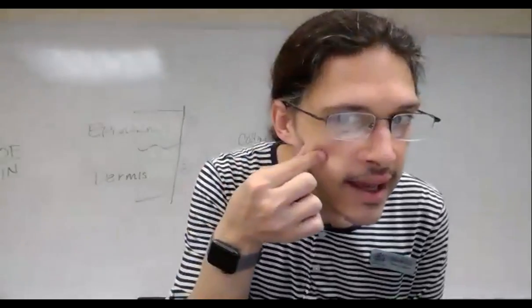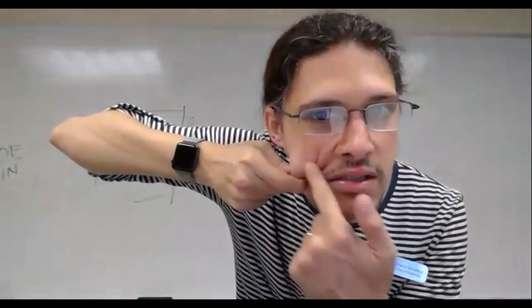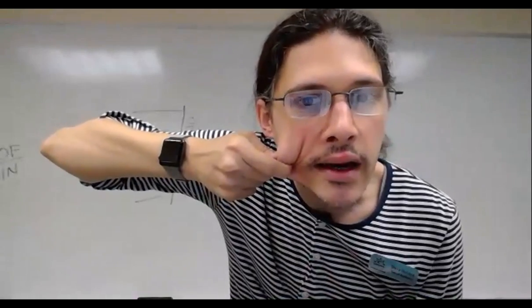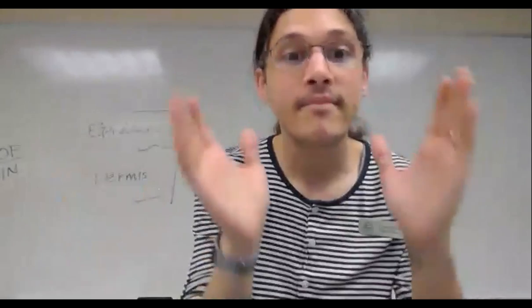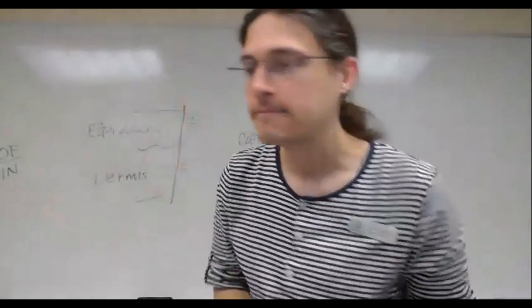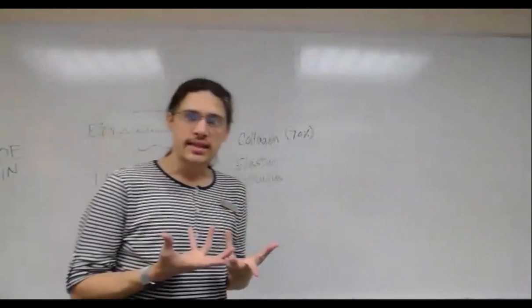So if I take the skin of my cheek and I pull and I twist it and we see it starts to wrinkle up, when I let it go, that skin pops right back the way it was. That is the beauty of elastin. So it gives skin its resiliency.